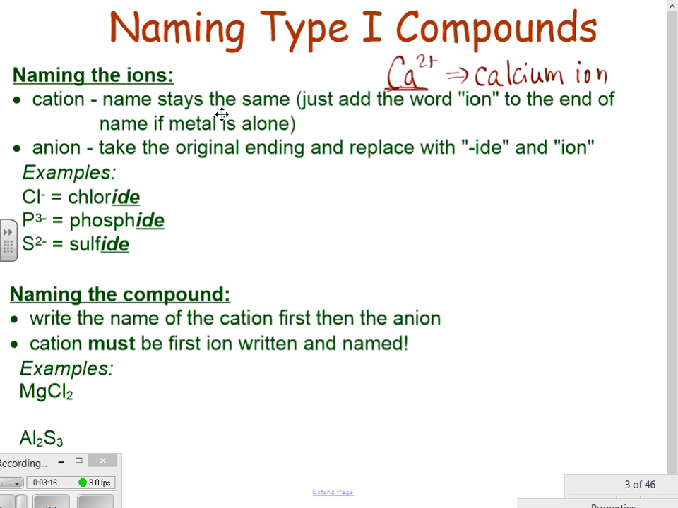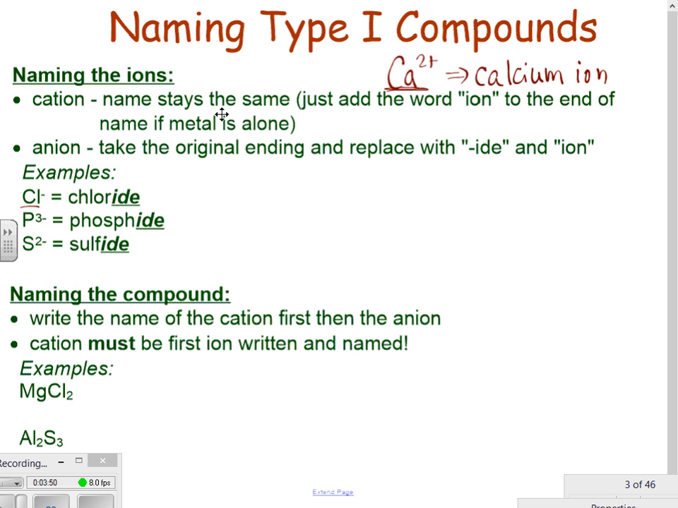The anion, you're going to take the original ending, and you're going to replace that ending with IDE. So chlorine, Cl1 negative, becomes chloride. P3 negative is phosphide. S2 negative is sulfide. So sulfur, you take off the UR. Phosphorus, you take off the ORUS. So there's a little bit of playing with their endings to make it sound pretty. Again, their charges are coming from looking at the periodic table.